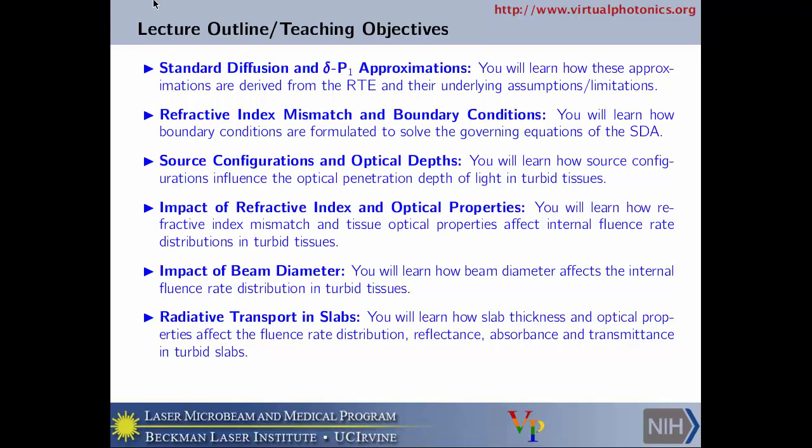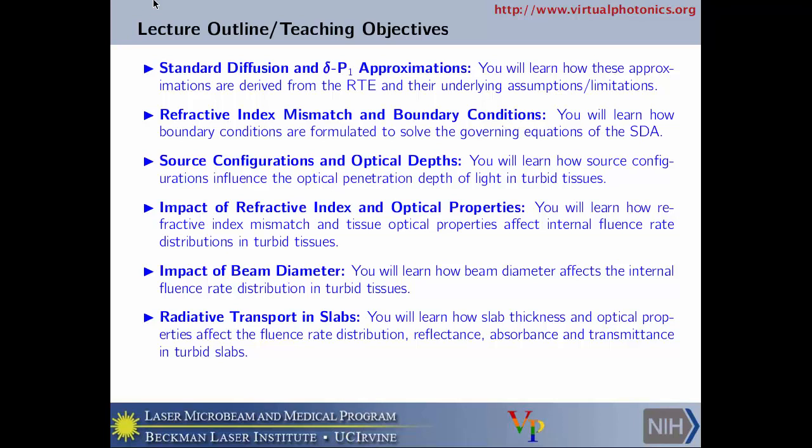So first, I'd like to introduce the standard diffusion and delta P1 approximations within radiative transport. The standard diffusion approximation has been used for probably 30 years now in the field of biomedical optics and was the workhorse for both modeling forward problems as well as deriving optical properties in inverse problems, especially in the diffuse optics area. The delta P1 approximation is less pervasive within the field, but the complexity is not any higher than standard diffusion, and you'll see that it provides greatly improved performance.